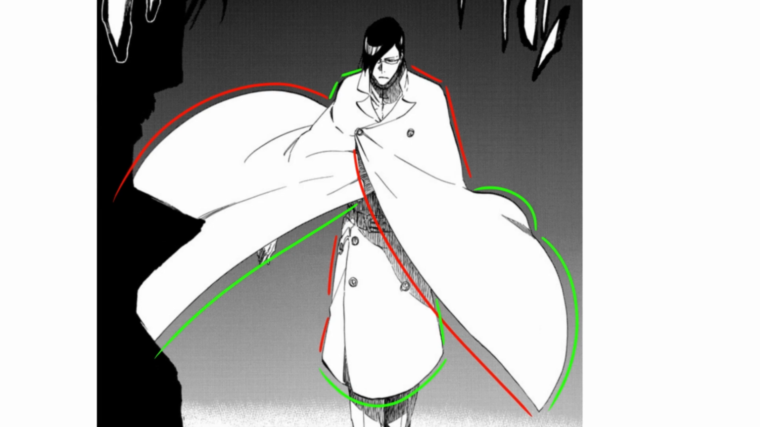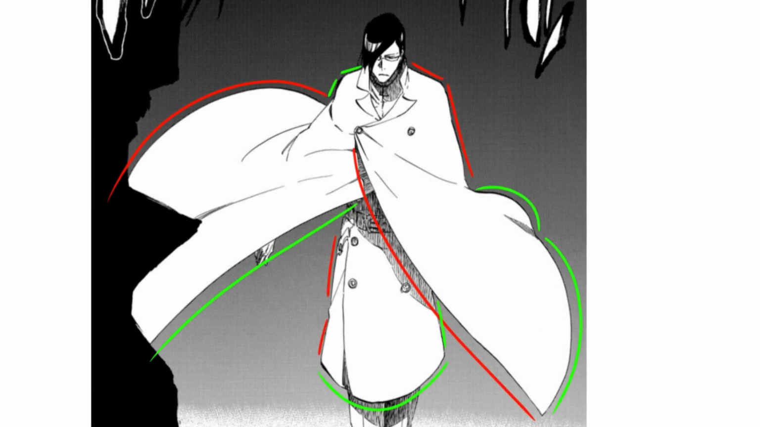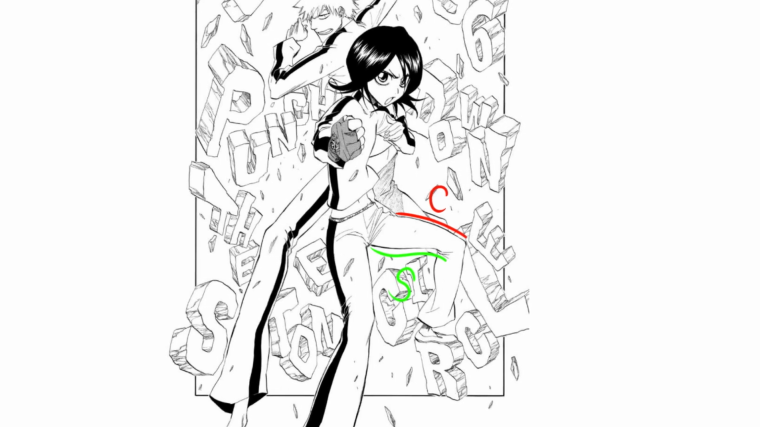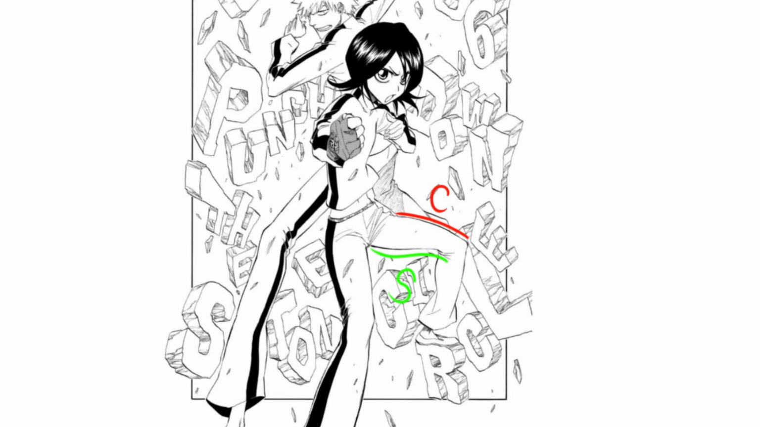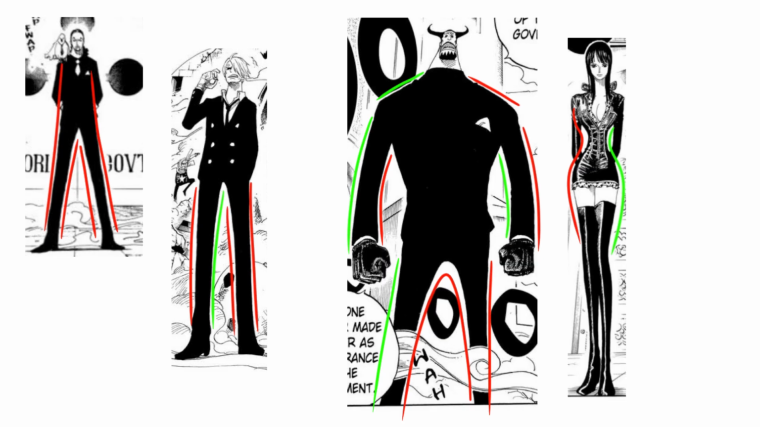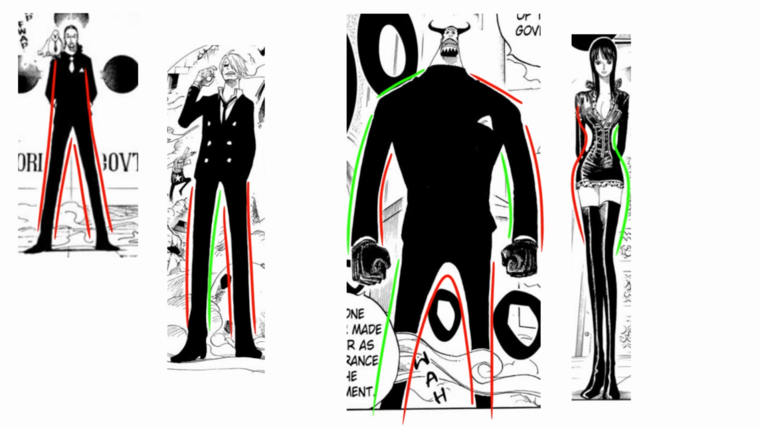Uryu's Vandenreich coat is made up of all three types of lines. Looking at Rukia's thigh in this chapter cover, you can see how the top and the bottom are drawn asymmetrically. The top line is a C curve, while the bottom line is an S. One Piece often simplifies his character designs into these shapes.